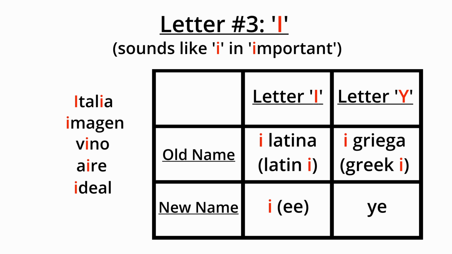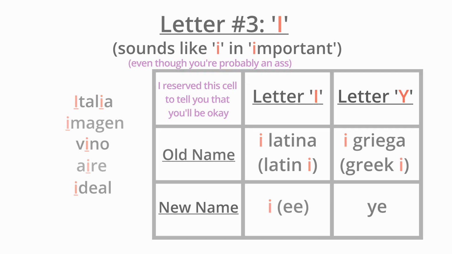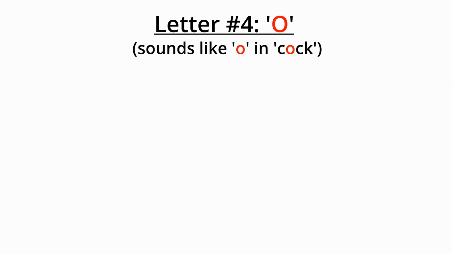I also want to be clear that everything we've just discussed has only to do with the names of these letters. When it comes to the sound or pronunciation, the letter I or I Latina will always make the same sound I, just like in the examples we saw before. Let's move to the next vowel, and that's O.